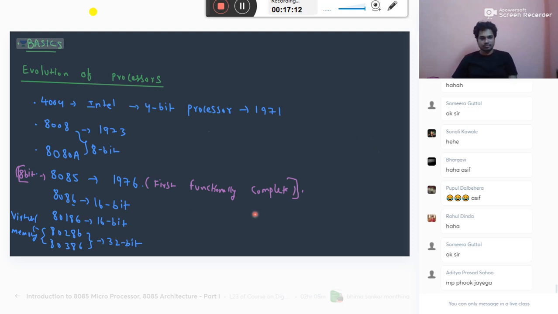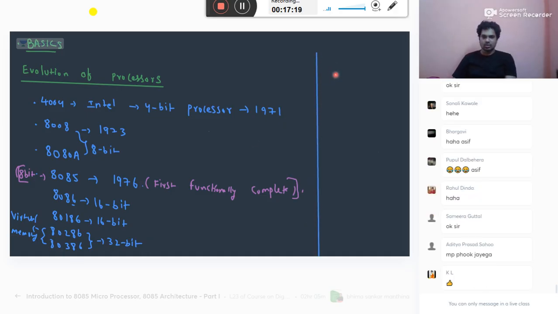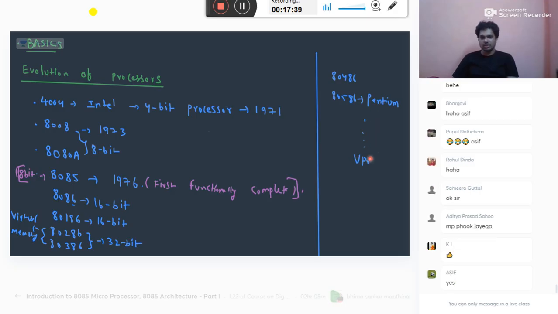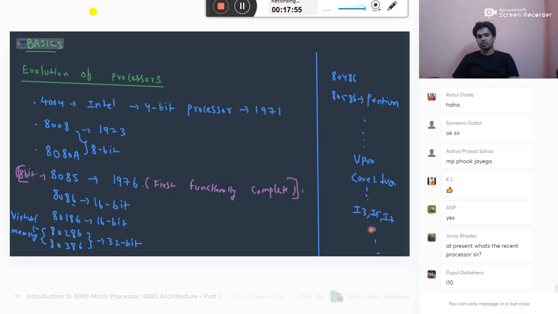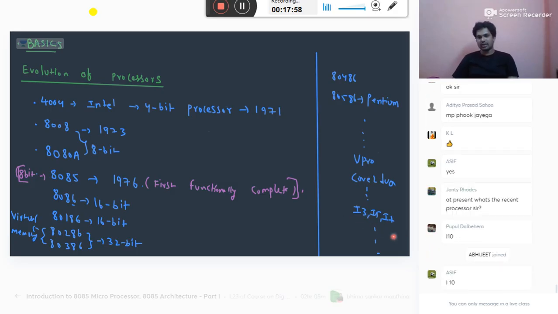So then it didn't stop. This evolution is still going on. 80486 is there, 586 is there. From this there is a name called Pentium. After Pentium, you have P1, P2, P3. Then Pentium Pro is there, Core 2 Duo is there. Then your i3, i5, i7, and so on. This is the evolution of the processor. This is where they started, and this is what's going on right now, i10 and so on.